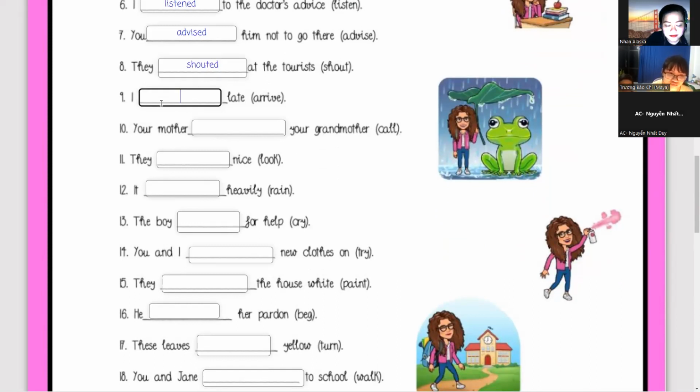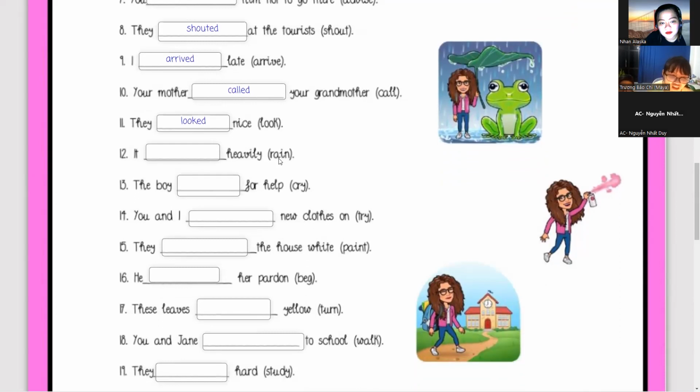9. I am rather late. I arrived. D sound. 10. Your mother called your grandmother. 11. They organized. T sound. They looked. Yes. Number 12. It rained heavily. D sound.